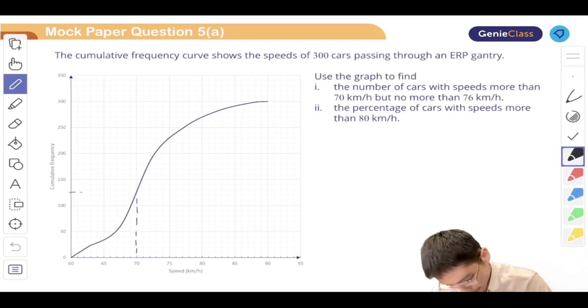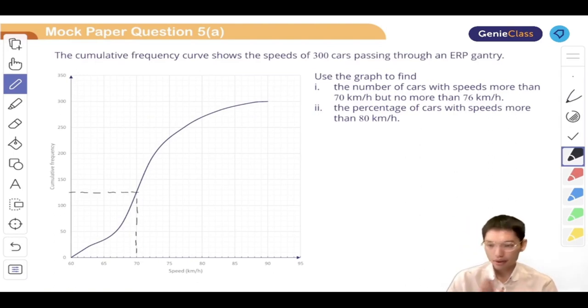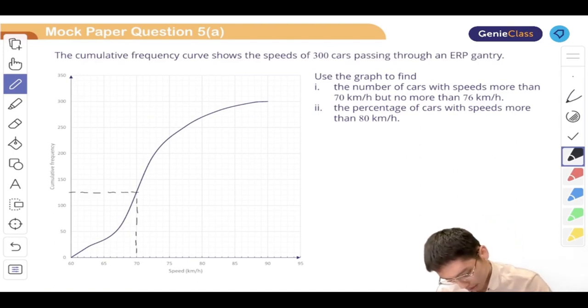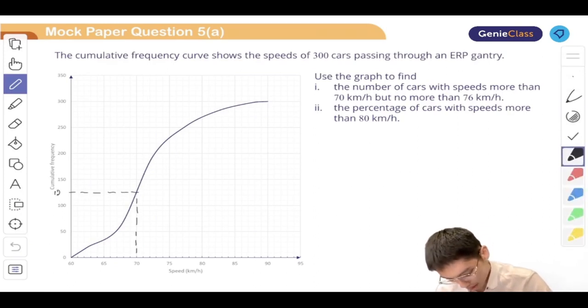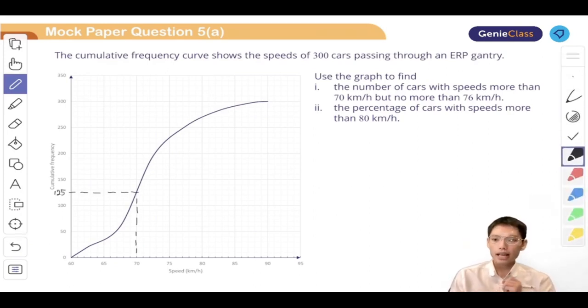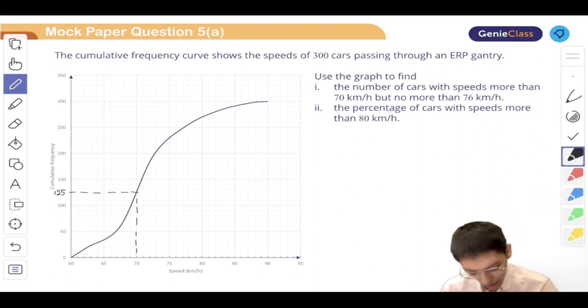And then over here. If you count the axis very carefully, each one is in tens, so 110, 120, so it's going to be 125. And the other one is going to be 76, so not more than 76.